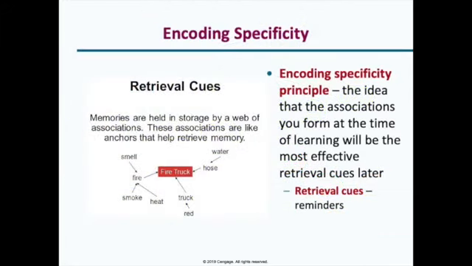Slide 49. When you form a memory, you link it to the way you thought about it at the time. Remember the example I gave about the apple? When you try to recall the memory, a cue is most effective if it resembles the links you formed at the time of storage. So for this example, we have fire truck. This process is called the encoding specificity principle, and it takes advantage of the fact that memories are held in storage like a web of associations, as we just demonstrated.